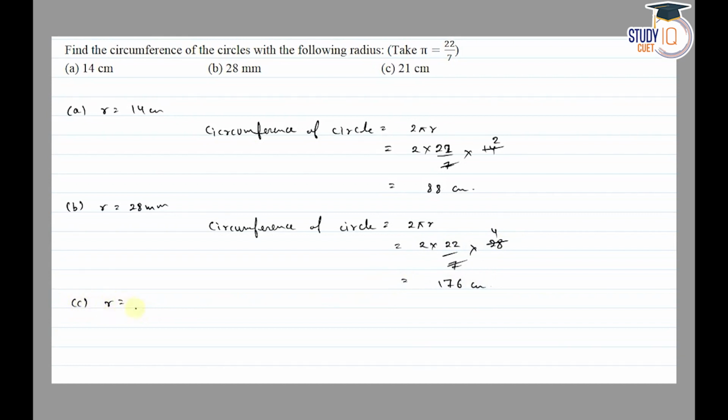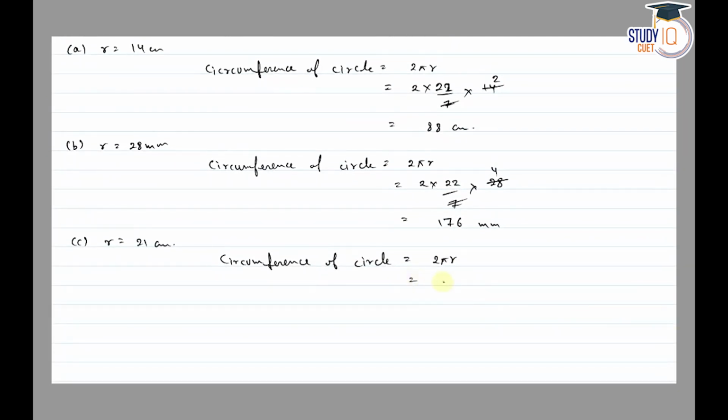And part C, the radius given to us is 21. Here the unit will not be centimeter, it will be millimeter. Why? Because the radius is given in millimeter, 21 millimeter. So circumference of circle is equal to 2 pi r. 2 into the value of pi, 22/7, and the radius given is 21. So 7 and 21, 3 times. So 3 twos are 6, 6 twos are 12, and 12 plus 1, 13. So 132 centimeter. Thank you.